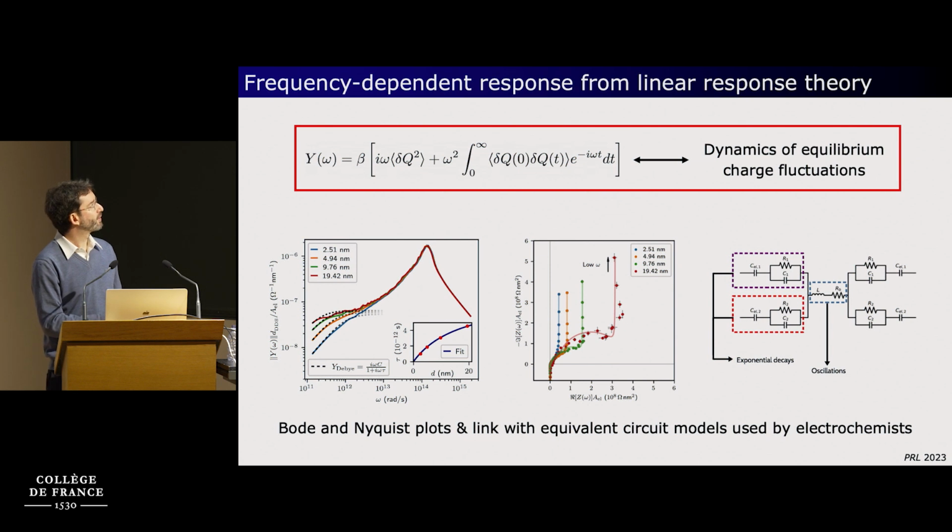You can also analyze your impedance in terms of what is called the Nyquist plot, so the complex impedance in the complex plane, the imaginary part as a function of the real part, parameterized by the frequency. And this allows us to make the connection with the equivalent circuit models that are used by electrochemists.